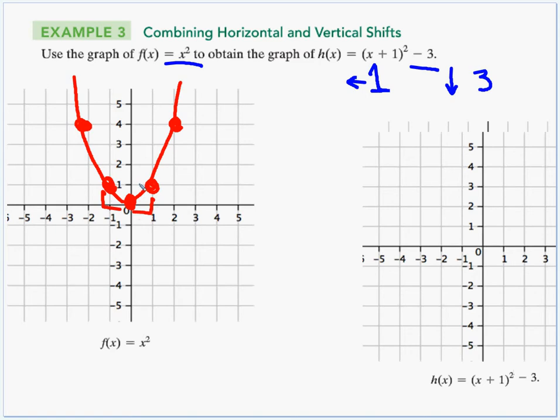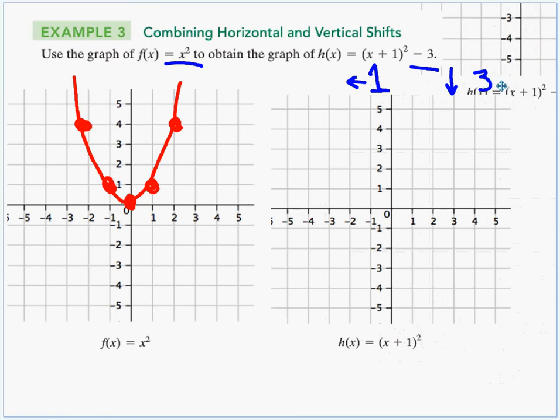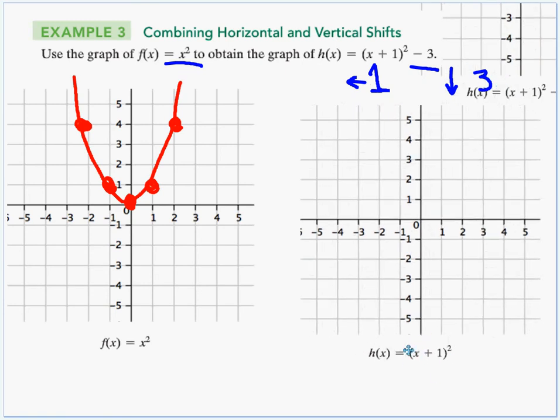Again, note here from the origin, if we go over 1, up 1, we get to the next point on the parabola, and from that point we can go over 1, up 3 to get to the next point. So again, first we want to do our horizontal shift. That'll be this one. X plus 1 quantity squared.